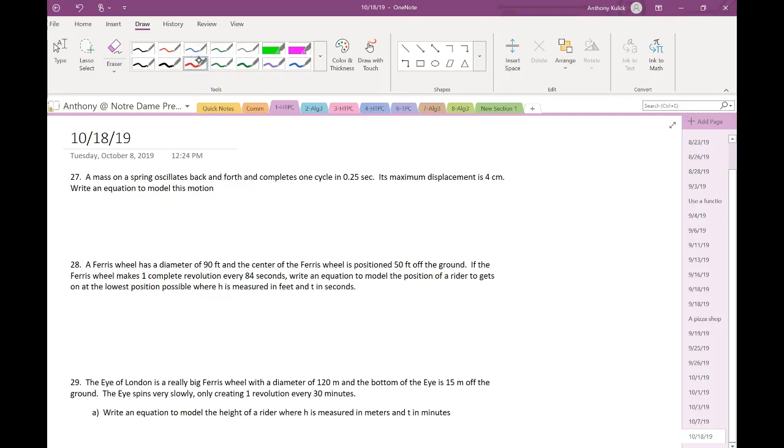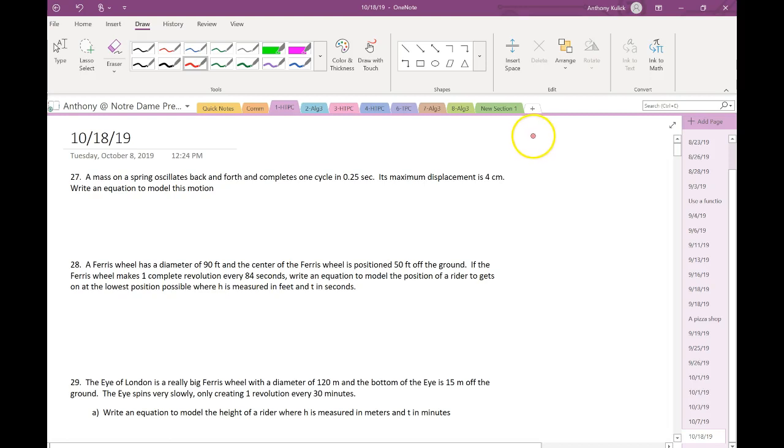Let's start with 27 through 30, the homework assignments. If you would, please. So, 27 says a mass on a spring oscillates back and forth and completes one cycle in 0.25 seconds. Its maximum displacement is 4 centimeters. Write an equation to model this motion.